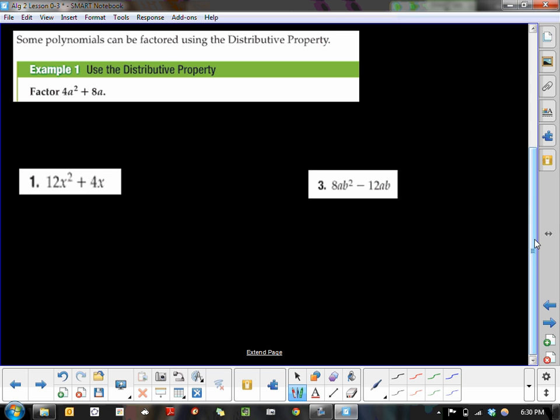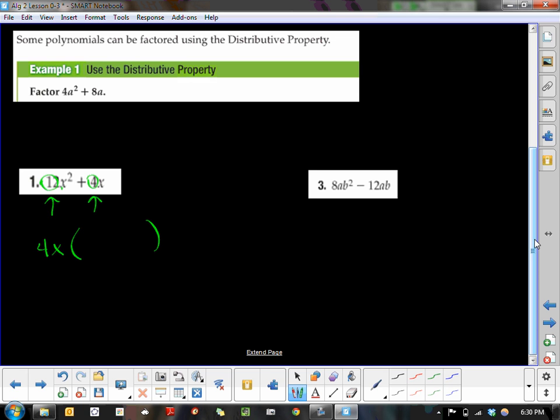So what I'm going to do is examine this 12x squared and the 4x. And I'm going to look at the numbers first. I got a 12 and a 4. What goes into 4 and 12 evenly? Well, 4 is the greatest common factor. 4 is the biggest number that divides into 4 and into 12 evenly. And then I've got an x squared and x, just like we had in the other one. I can factor out an x. That is the largest value that I can pull out.